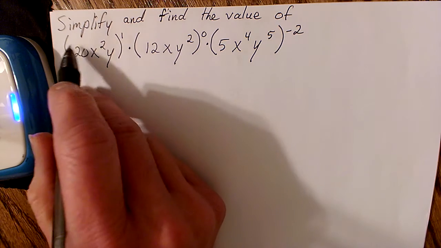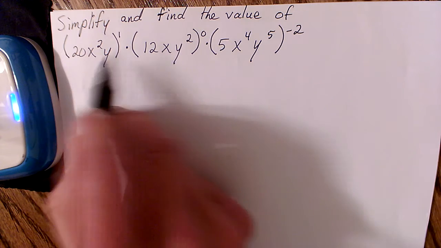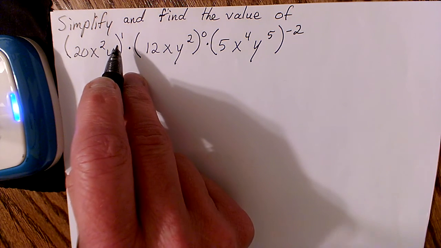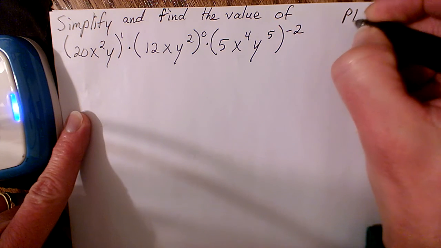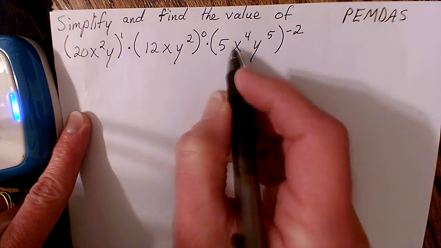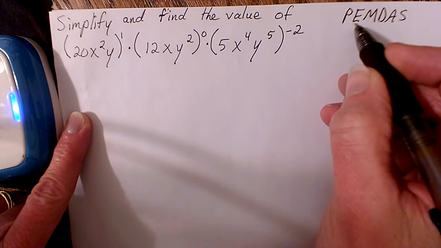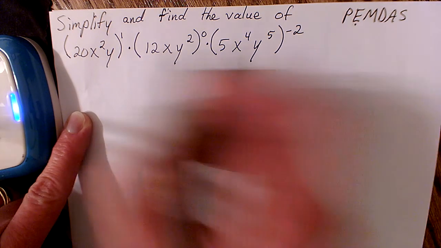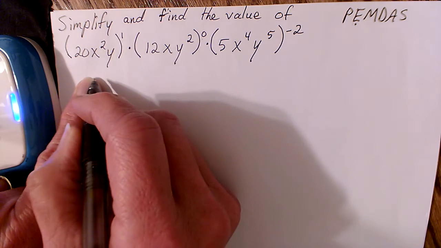Let's look at how we would go about working a problem where we're told to simplify and find the value of, and we've got three different expressions raised to a power. On these, we're going to be using PEMDAS, the order of operations, which tells us to simplify what's inside parentheses first. Well, there's nothing inside that we can simplify. Next, we're meant to simplify exponents. There are exponents that we need to deal with. This one, and this one, all outside of parentheses.